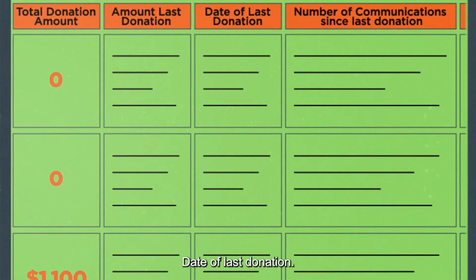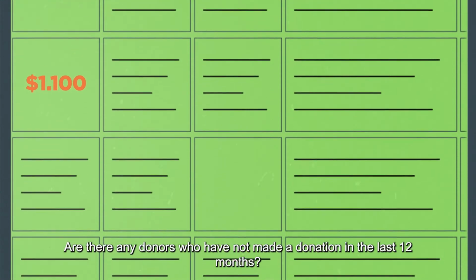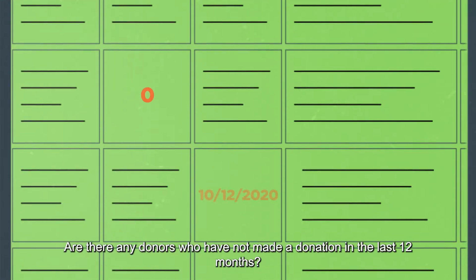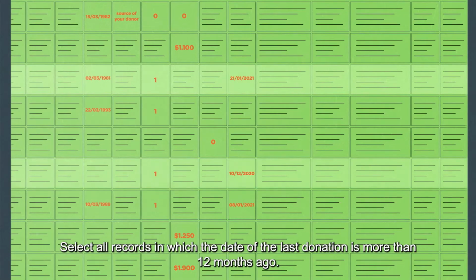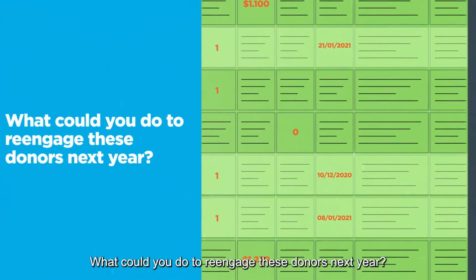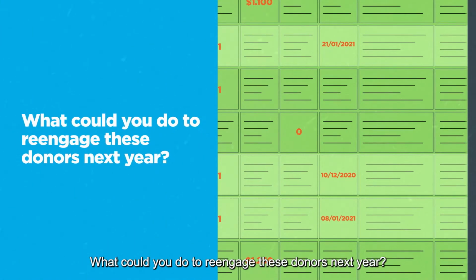Date of last donation. Are there any donors who have not made a donation in the last 12 months? Select all records in which the date of the last donation is more than 12 months ago. What could you do to re-engage these donors next year?